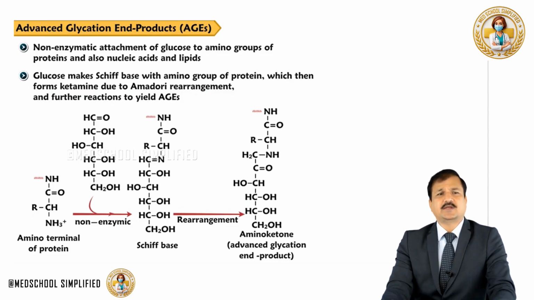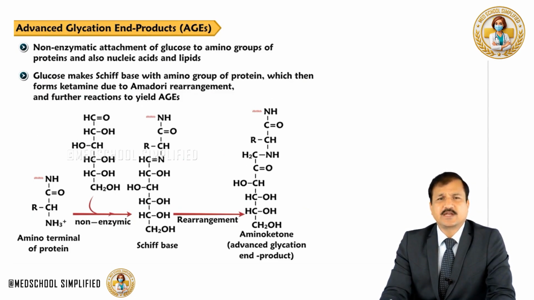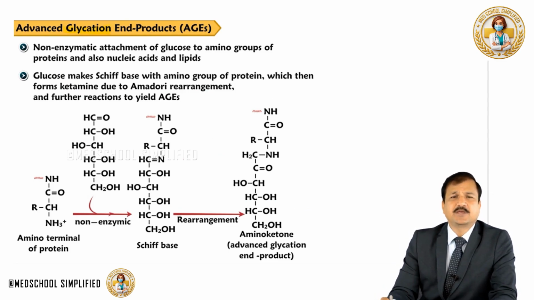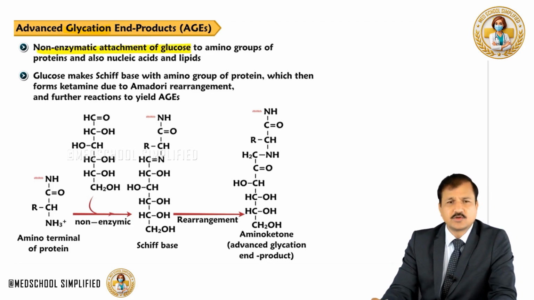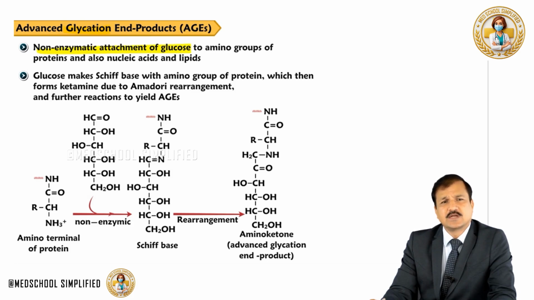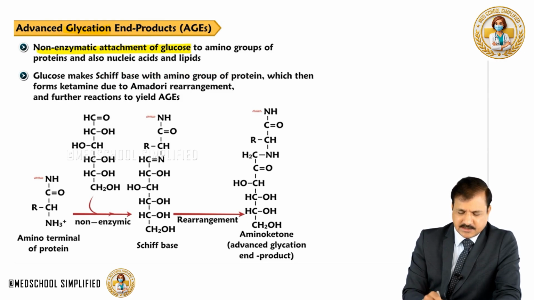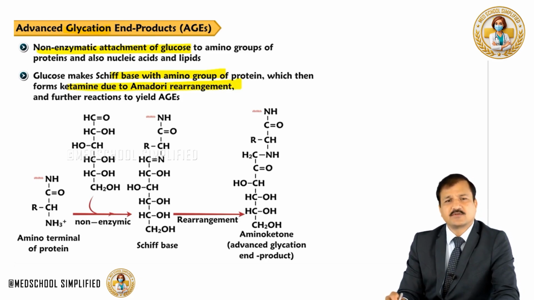Coming to our next topic, it is advanced glycation end products. As you know from the wording, glycation means it's a non-enzymatic process. So non-enzymatic attachment of glucose to amino groups of proteins and also nucleic acids and lipids is the glycation, which makes advanced glycation end products. So glucose makes a Schiff base with amino group of proteins, which then forms ketoamine due to Amadori rearrangement, and further reaction will yield advanced glycation end products.